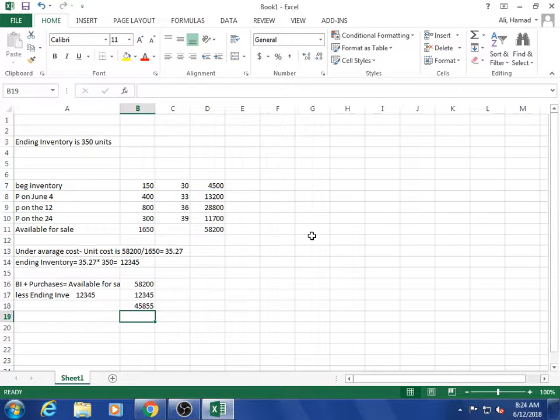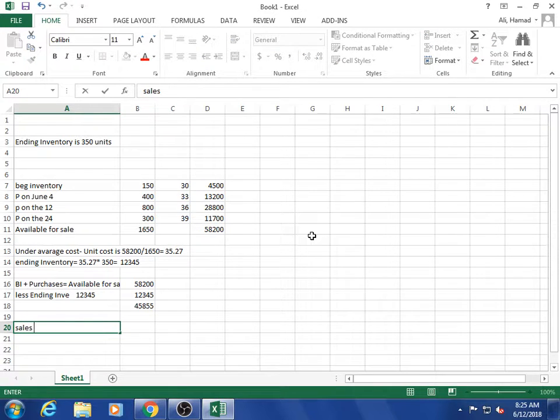Now, what is the gross profit? Go back to the skeleton of the income statement: net sales minus cost of goods sold equals gross profit or margin. Let me write it down. Both of these are available to us now. How much are our sales?